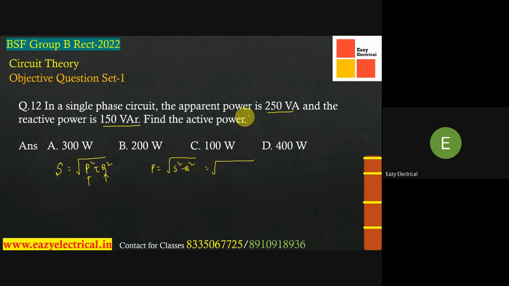So the value of S is here given to be 250. 250 square minus 150 square. So what is the correct answer? 250 plus 150 and 250 minus 150. You can see here 250 plus 150, that means 400, and 250 minus 150, that is 100, right? So from this you can get the value, 200 watts. 200 watts is the correct answer.